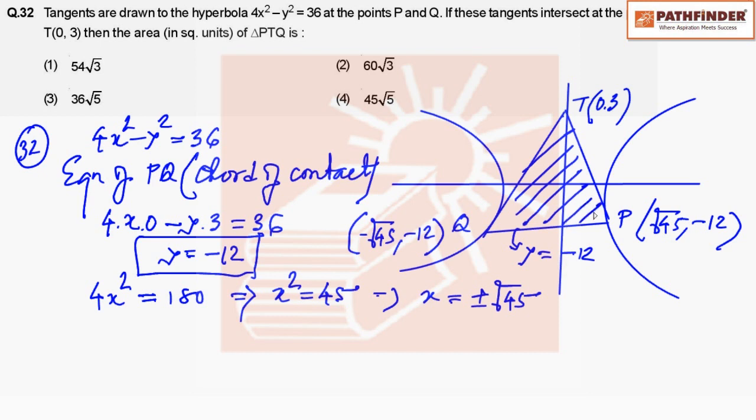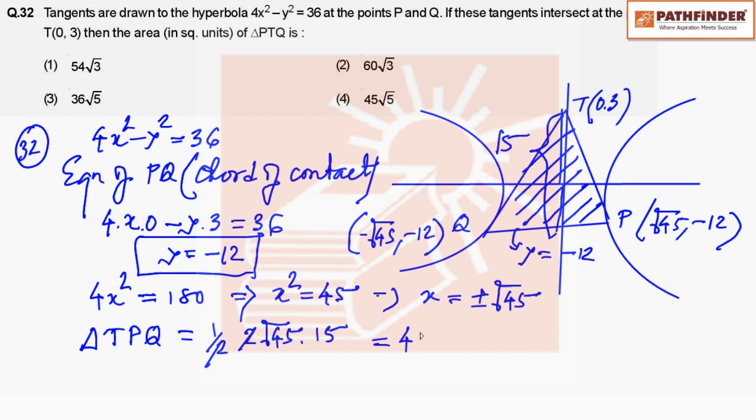What is the area of the triangle? See, triangle TPQ is half, base is 2 root 45, height is what? This side is 12, this side is 3. So the total height is 15. So into 15. So the 2 cancels out. So the final answer is 45 root 5. So the answer is option 4.